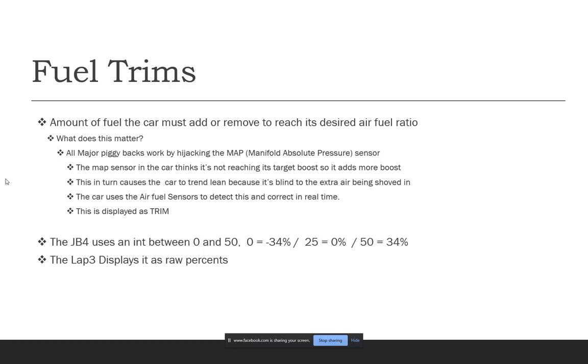25 is perfect. You'll notice that in most of my logs, when the water methanol is off, I'm at a 25 always because I'm not spoofing any boost. When I add the methanol in, you'll see my trims go low, and I'll start going way low. And 50 is a positive 34 trim, which is pretty bad. Anything past like mid 40s seems to cause throttle close to happen.